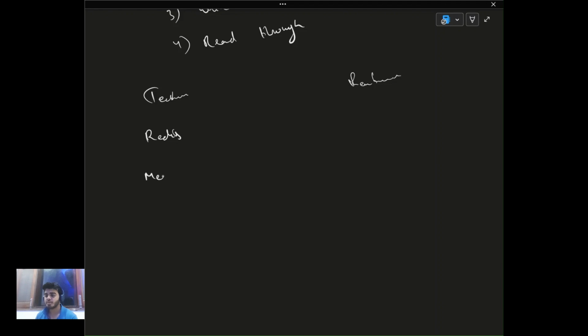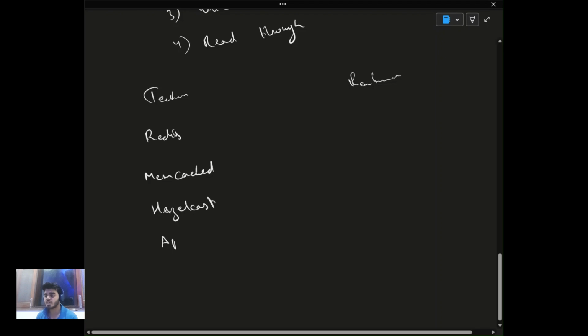and Memcached, Hazelcast, Apache Ignite.